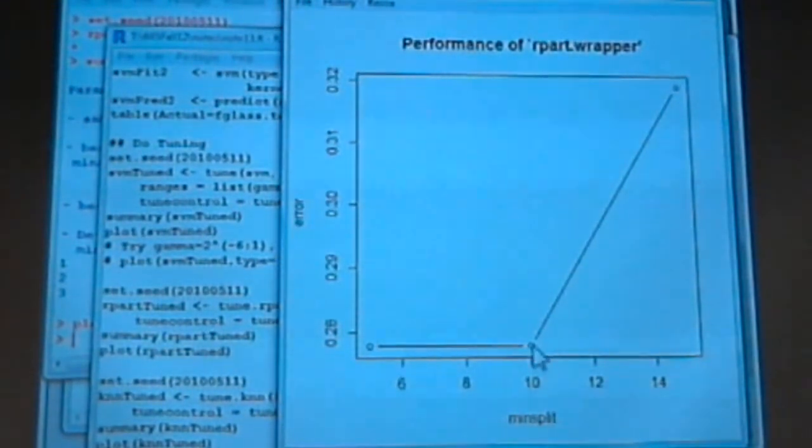The optimum minimum split is probably 10, maybe. Okay, because after that the error increases, right? So we don't want to grow too many terminal nodes. And with a minimum split at 5, it tends to split more, right? And with minimum split at 10, it splits less. So yeah, the best parameter for that probably is a minimum split equal 10.